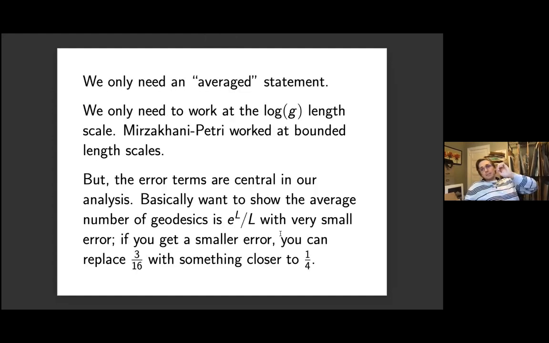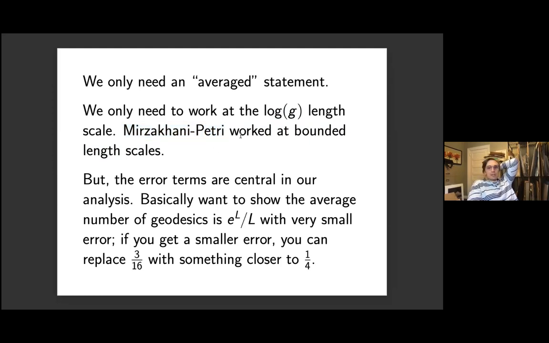So we don't actually prove this, nor do we need it, nor would it really help, but it very much will help you understand what we're doing. We need essentially some sort of average statement along these lines because we only need to know the average number of geodesics. And we're working at the log G scale, which is reassuringly a lot smaller than square root G. By the way, Mirzakhani and Petri did something similar, but they worked at bounded scales. They proved the Poisson approximation result, and their paper very much inspired ours.